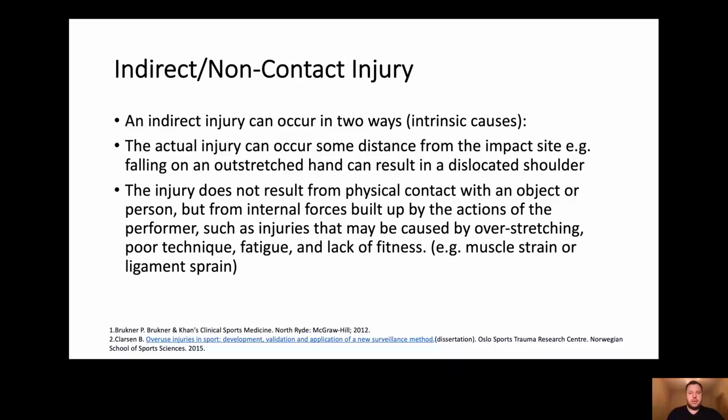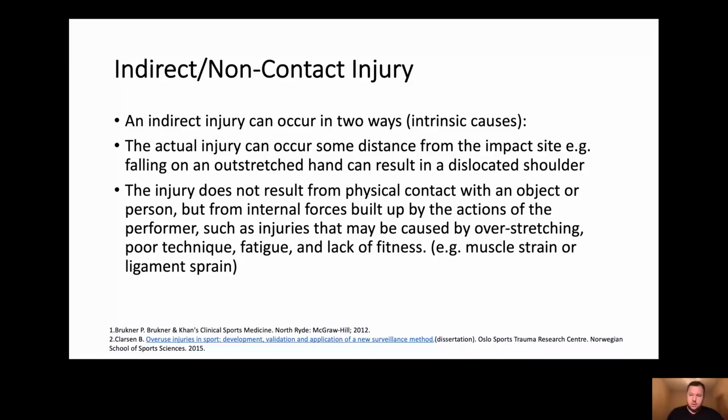Indirect or non-contact injury actually can occur in two ways. In most cases it is intrinsic causes, and usually it is something which is happening on the court, an injury situation when there are no external forces forcing the player to fall down, for example, on an outstretched hand and dislocate the shoulder, or just running fast and stopping at the moment, and something pops in the leg, in the knee, or something like this. So usually these are the things which we are analyzing, because indirect or non-contact injuries are the most, let's say, popular injuries in basketball, which we can prevent actually.